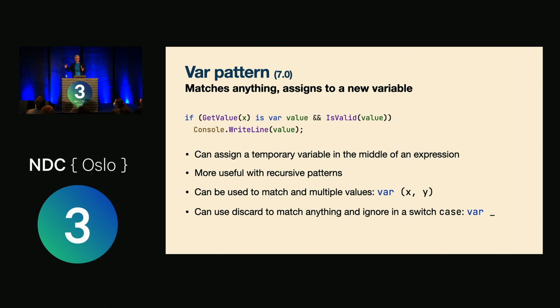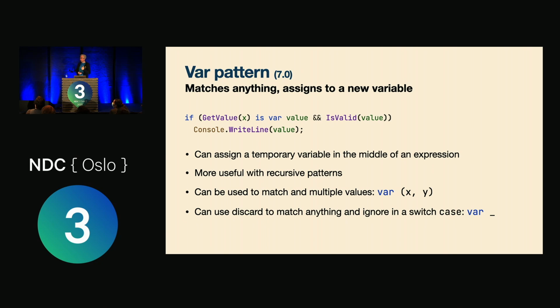So we can have a much longer expression, pulling a value out from, say, the results of a method call, and then using that to be able to test the results there. So if I've got GetValue, store that into a temporary variable, I can say is valid value and is greater than some value and is this, then do something. So it's useful to be able to pull that out. It can be used to match multiple values as well. So I could use it to match x and y, so it can deconstruct stuff for me. And we've also got a discard case here as well.